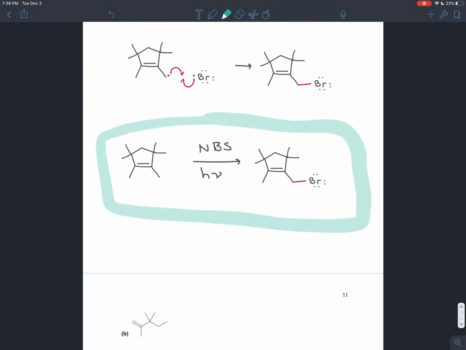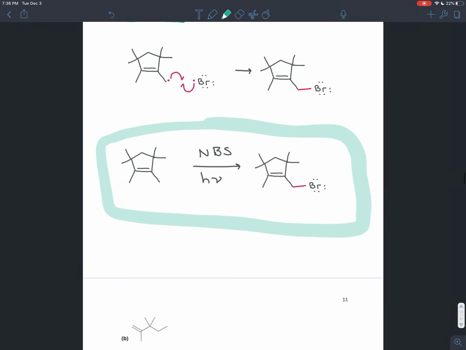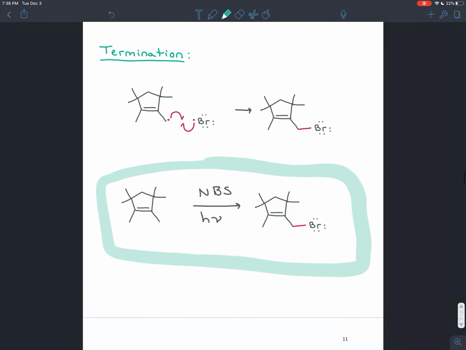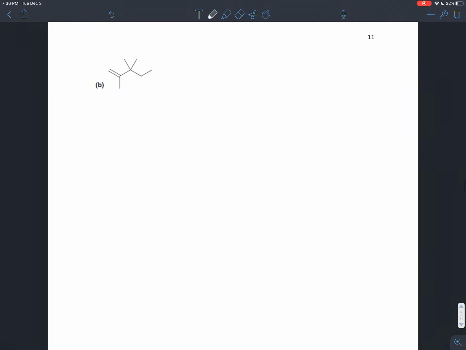In this particular exercise, we looked at the mechanism, because they're asking us to draw the mechanism, but we can also predict the product. That's a separate thing, just by looking at this overall synthesis transformation. Okay, so let's draw that mechanism two more times, as we apply it to two different molecules, you'll see the similarities. Now the first similarity is, we're going to treat this molecule with NBS and light, H nu, Planck's constant and the frequency of the light.